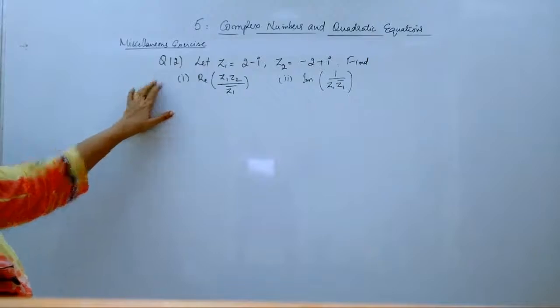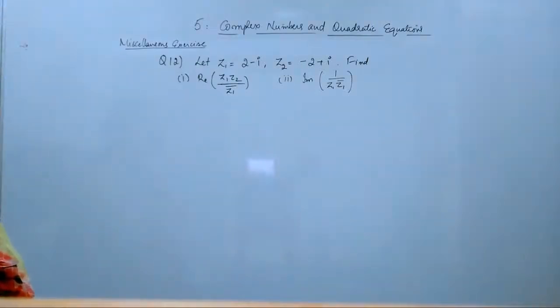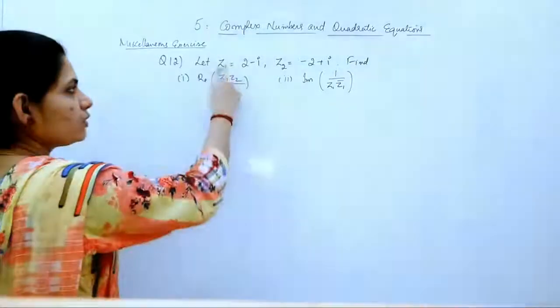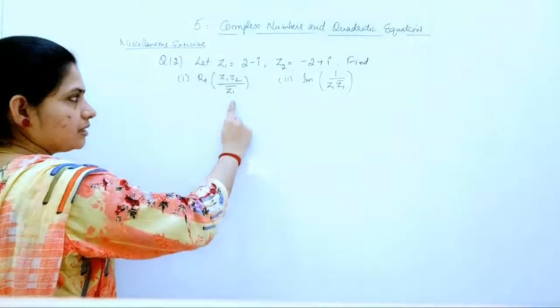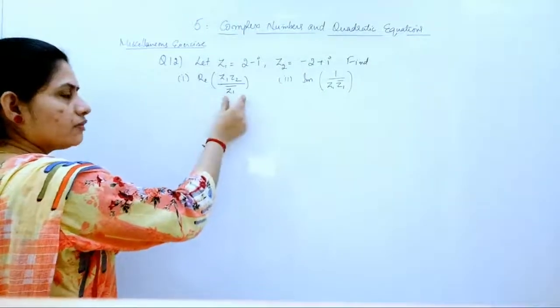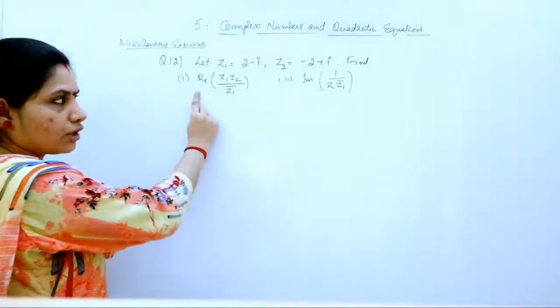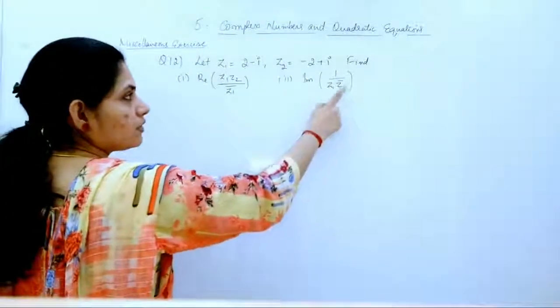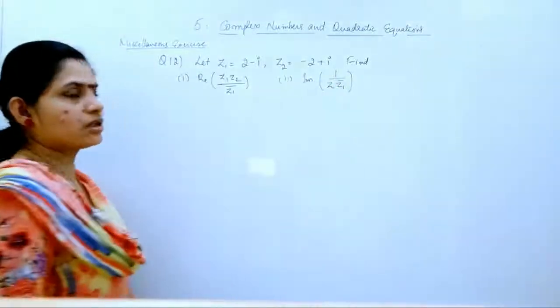Question number 12 is, let z1 equal to 2 minus i, z2 equal to minus 2 plus i. Find first the real part of z1 z2 by z1 bar, and second the imaginary part of 1 by z1 z1 bar. Okay, so first we will find out what this term is, and when it is in the form a plus ib, we can just take the real part of that. And here again we will find out what this is and then take the imaginary part of that.